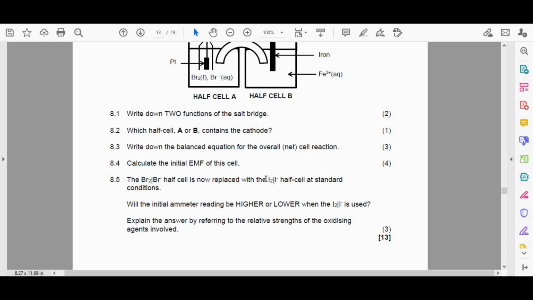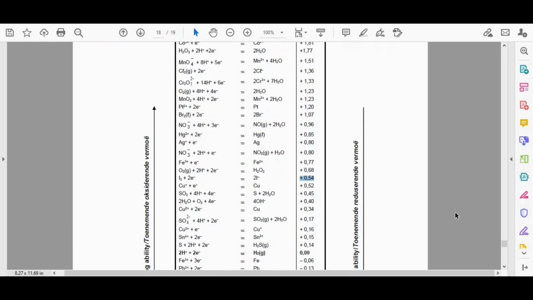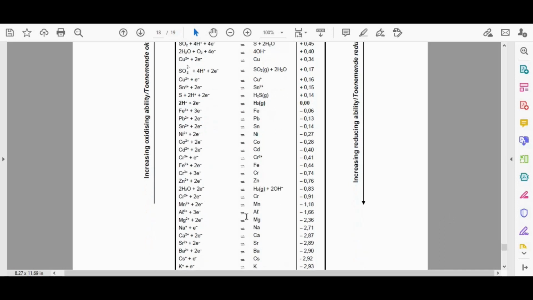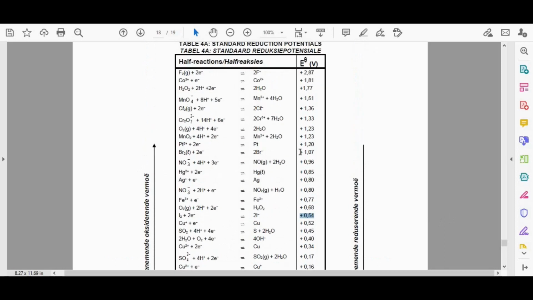Okay, so now we have to look at the half reaction and the half cell EMF value to compare these two. We know that this was positive 1,07. That's why I like using table 4A. So we go to table 4A, we found that Br was up here, and here's the iodine, I2 plus 2 electrons gives us 2I minus, and we get a value of positive 0,54. And if we go from the bottom of the table up, we know we are increasing in oxidizing ability. So here we've gone from 1,07, this was our initial half cell, and now we replaced it with this one, the value of 0,54.